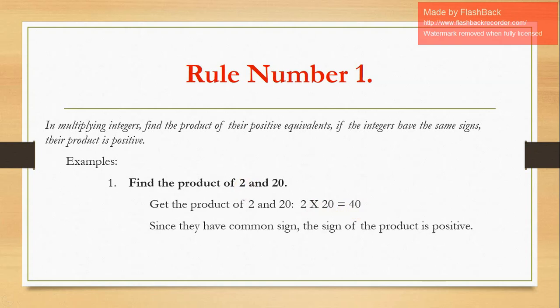That is positive. How about 20? What is the sign of 20? That is also positive. Now, since they have common sign, the sign of the product is positive also. Hence, 2 times 20 is equal to 40.